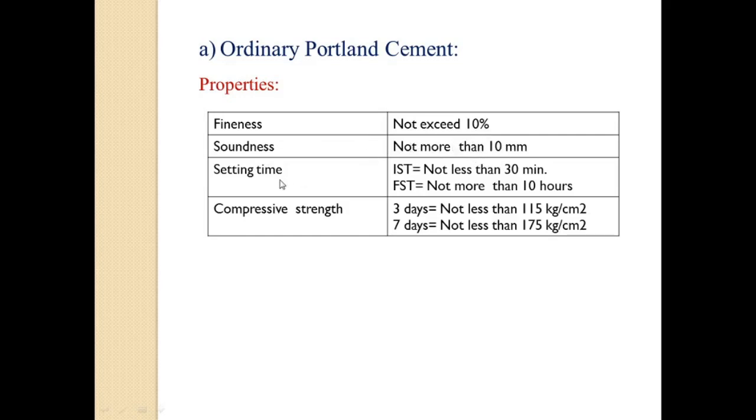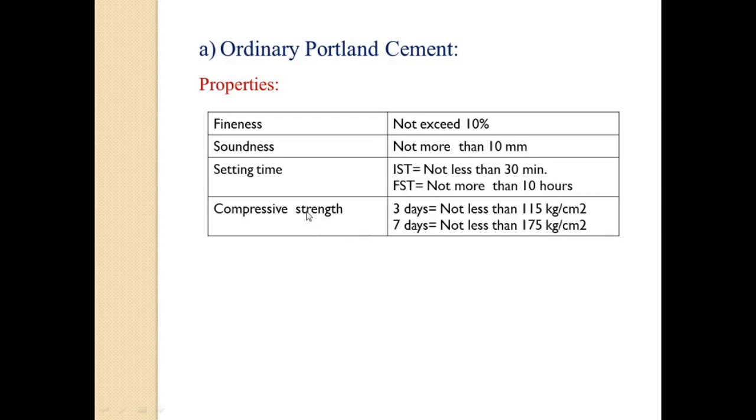Next is the setting time. Initial setting time for this ordinary Portland cement should not be less than 30 minutes, and final setting time should not be more than 10 hours, that is 600 minutes.